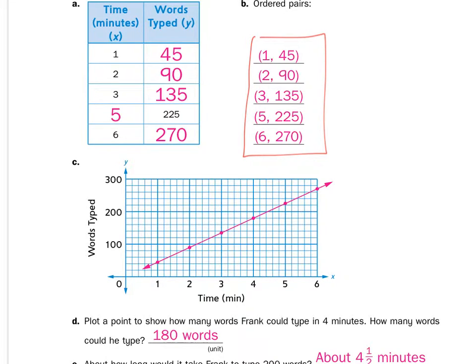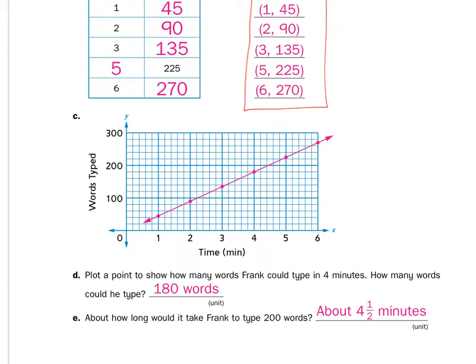And the last couple of questions down here: plot a point to show how many words Frank could type in 4 minutes. How many words could he type? The answer is 180, and again you could do that by multiplying 4 times 45, or you can go in this chart and go up 4 and go up till you get to that 180. And for this one here, it's going to be 20. Each line is worth 20 in the increments.